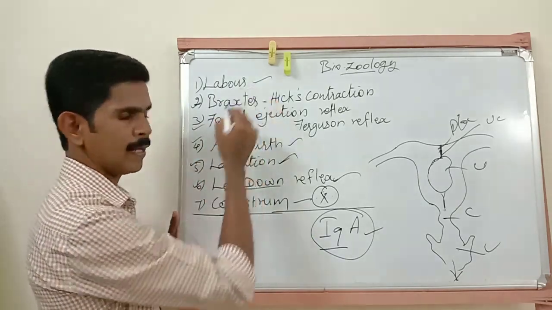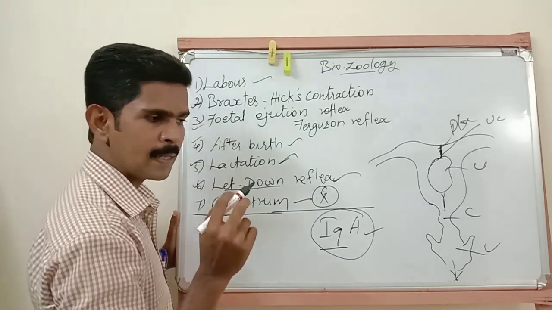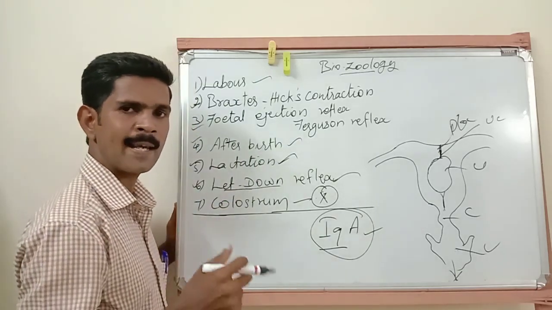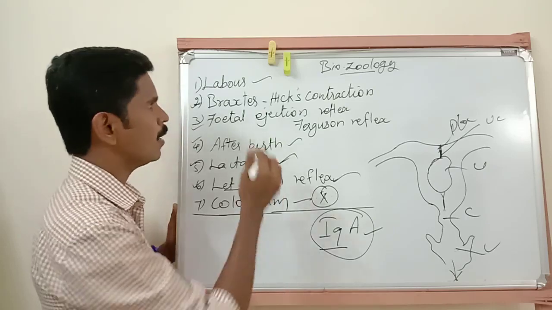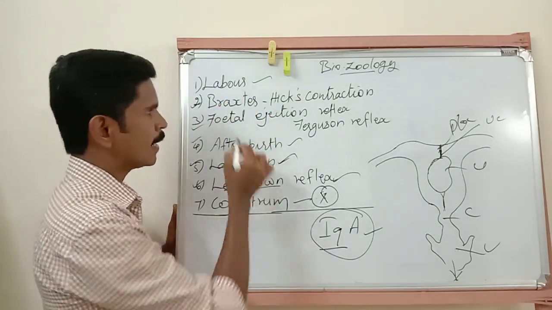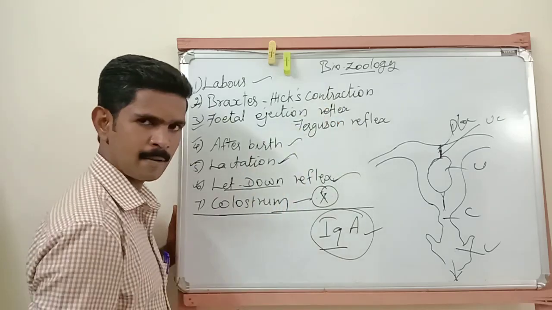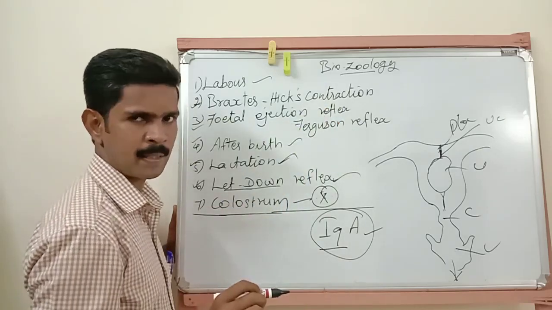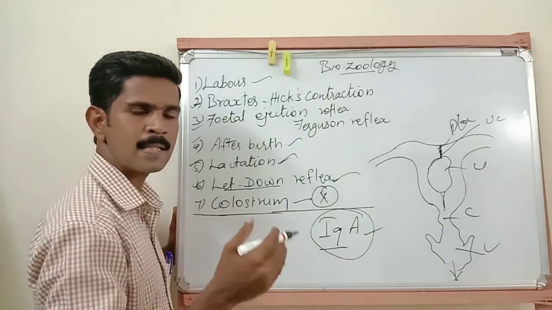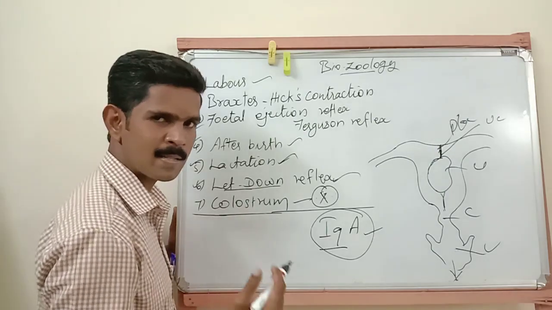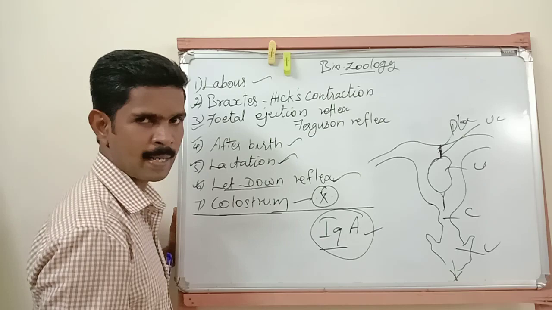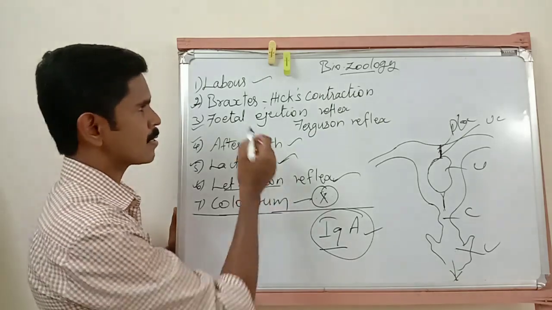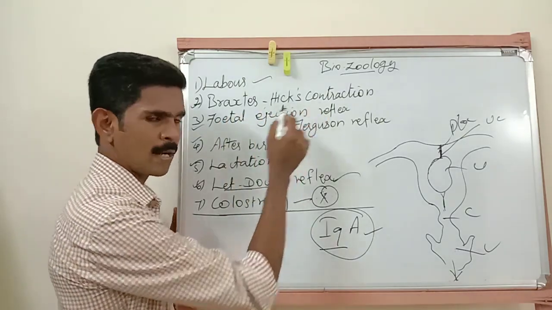Listen very carefully. Labor means a series of events that expels the baby from the uterus. Next, Braxton Hicks contraction. During the pregnancy period, sometimes the uterus undergoes some periodic contraction. These contractions are called Braxton Hicks contractions.